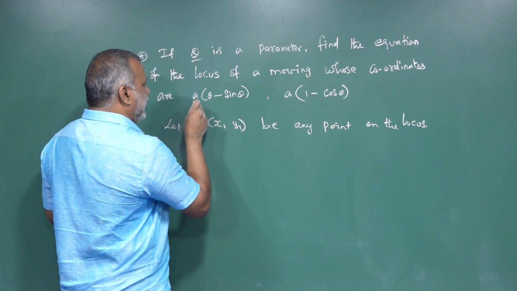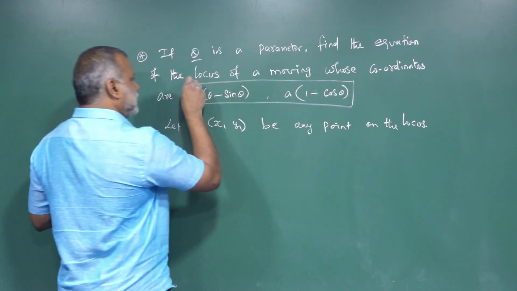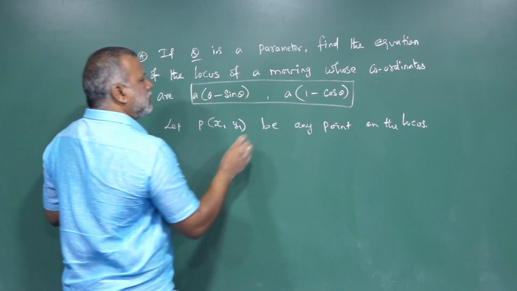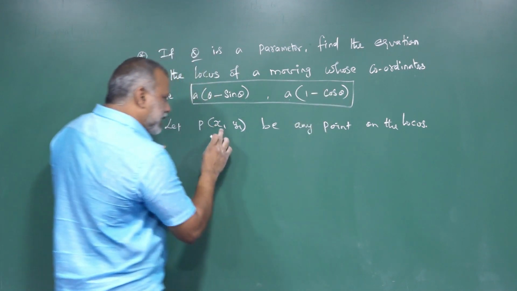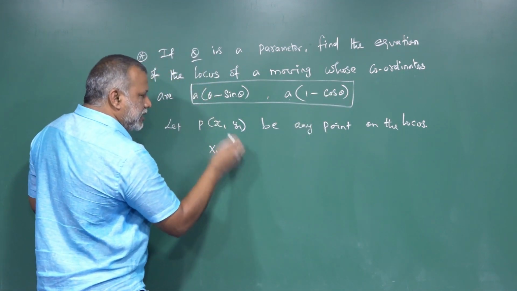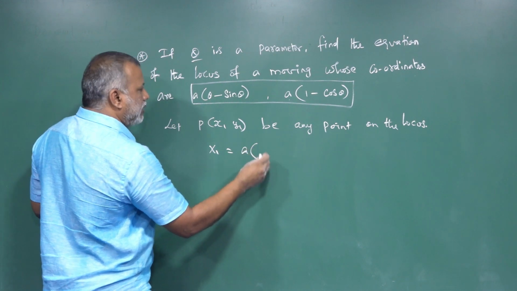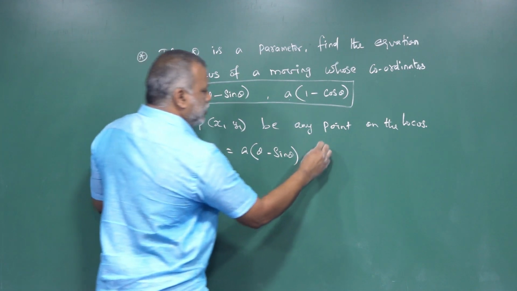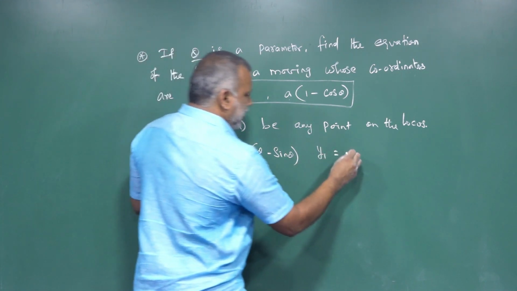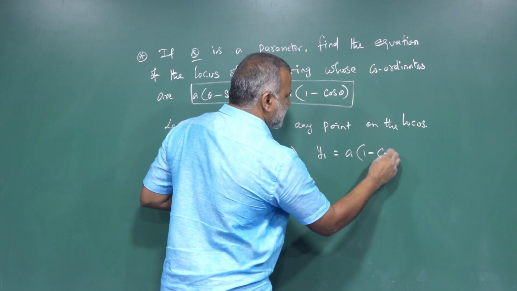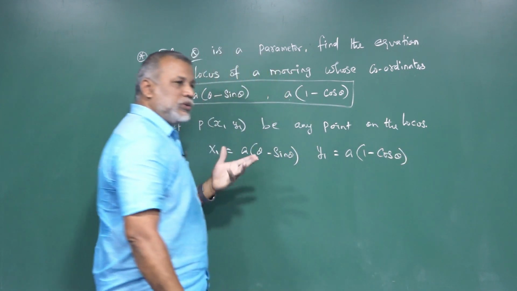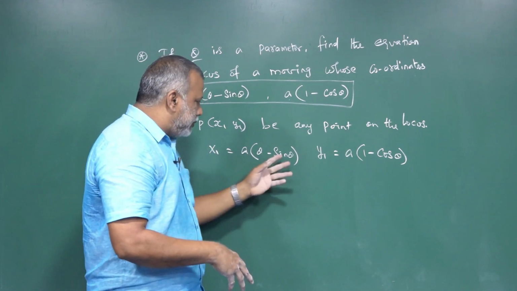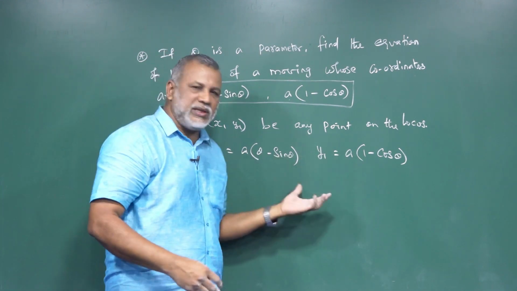The coordinates are already given: a of theta minus sin theta, a of 1 minus cos theta. Therefore, I can select x1 equal to a of theta minus sin theta, then y1 equal to a of 1 minus cos theta. Our aim is to find the Cartesian equation by removing the theta from this given data.